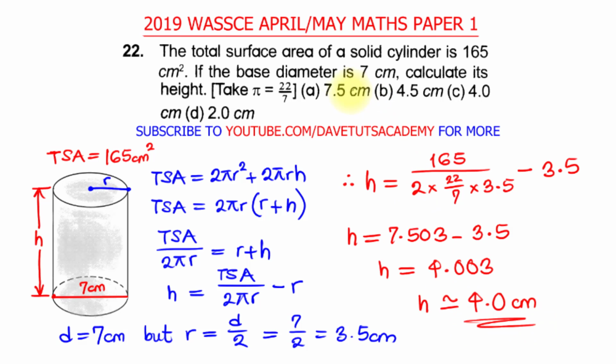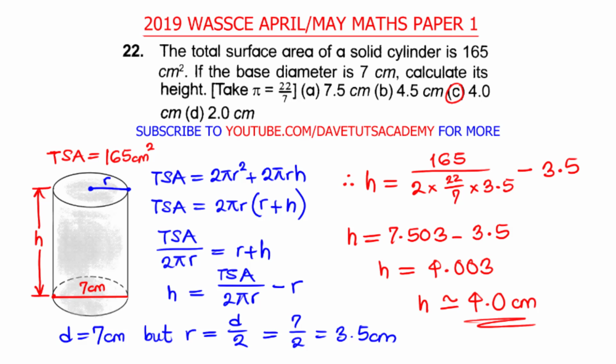And if we are to look at the options that we are given, we can see that option C here amounts to 4.0 centimeter. So the correct answer in this question is option C, that is 4.0 centimeter. You can see our understanding of the total surface area and the change of structure of the formula can help to simplify this particular question. I don't need to be doing a whole lot of calculation because I already simplified it by making h the subject of the formula.